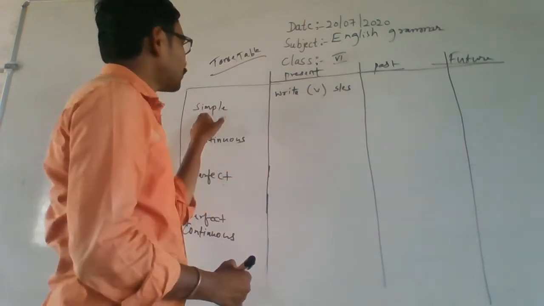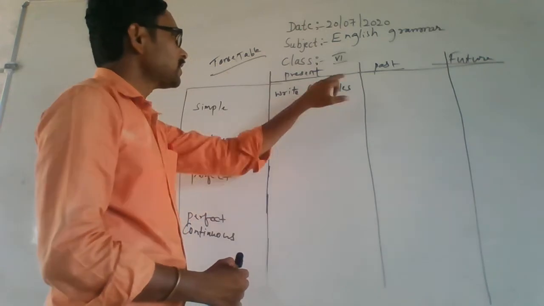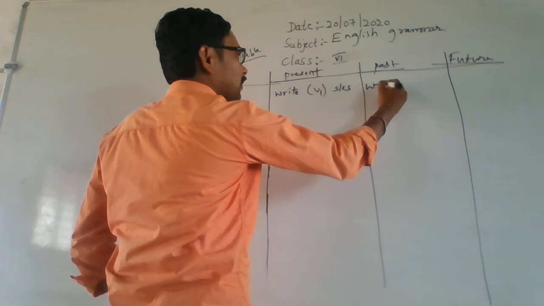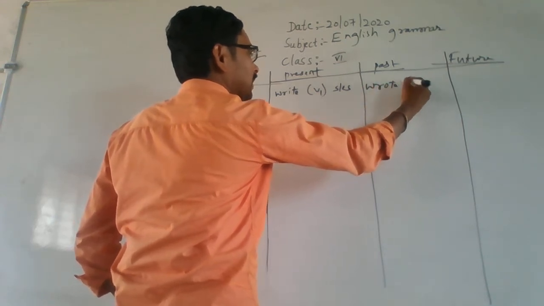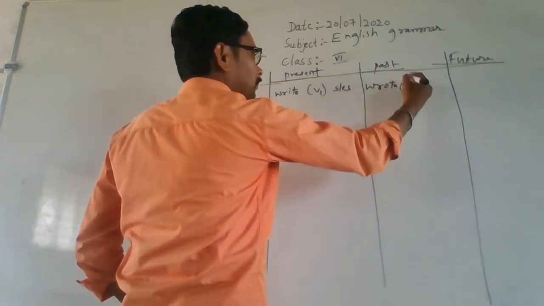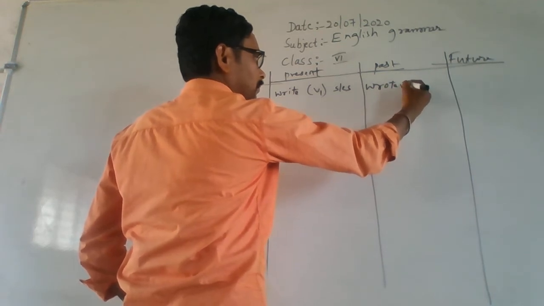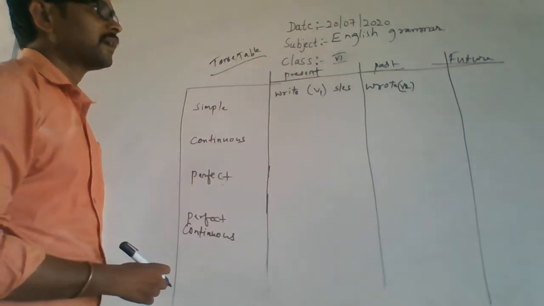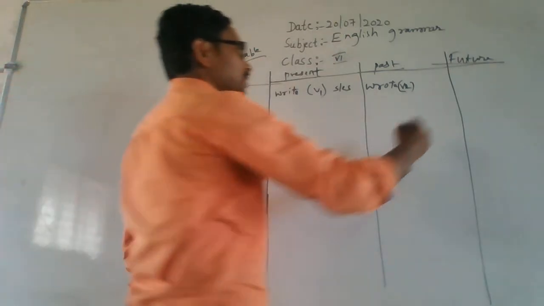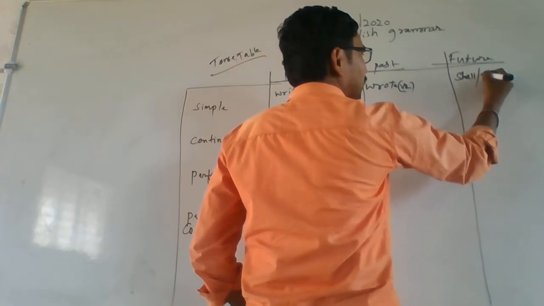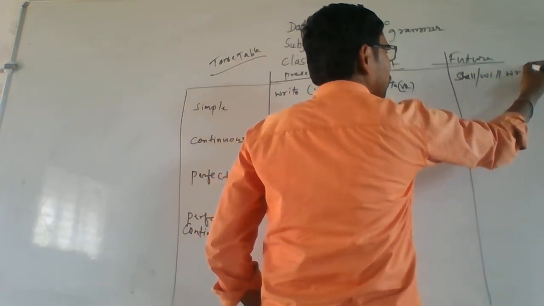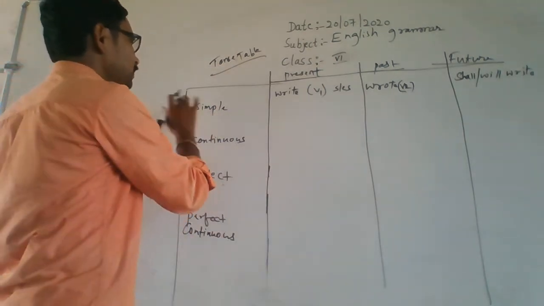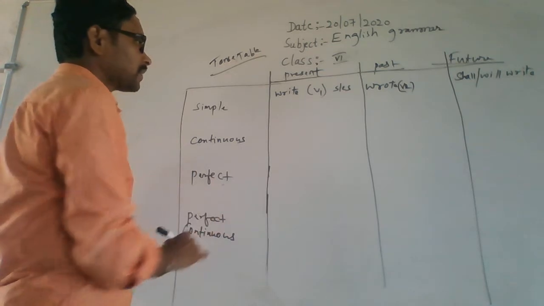So how do we write in the simple past? You should change the root to V2. You should write V2 here. Then next, how do you write in future? Simple future, shall or will write. Is it understood? It is the simple tense.